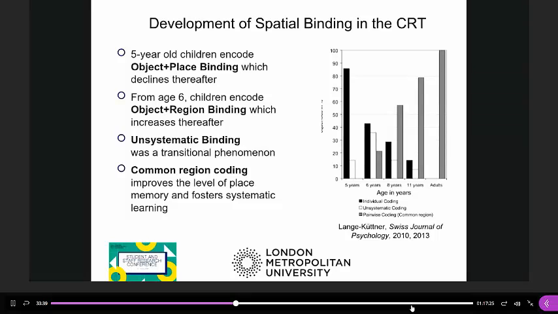And then we have the unsystematic binding, and this is where you could say there's a certain degree of confusion, and it is what developmental psychologists call a transitional phenomenon. So the binding goes up and then it goes down again. This is a transitional phenomenon, while the individual binding goes down and the common region binding goes up.